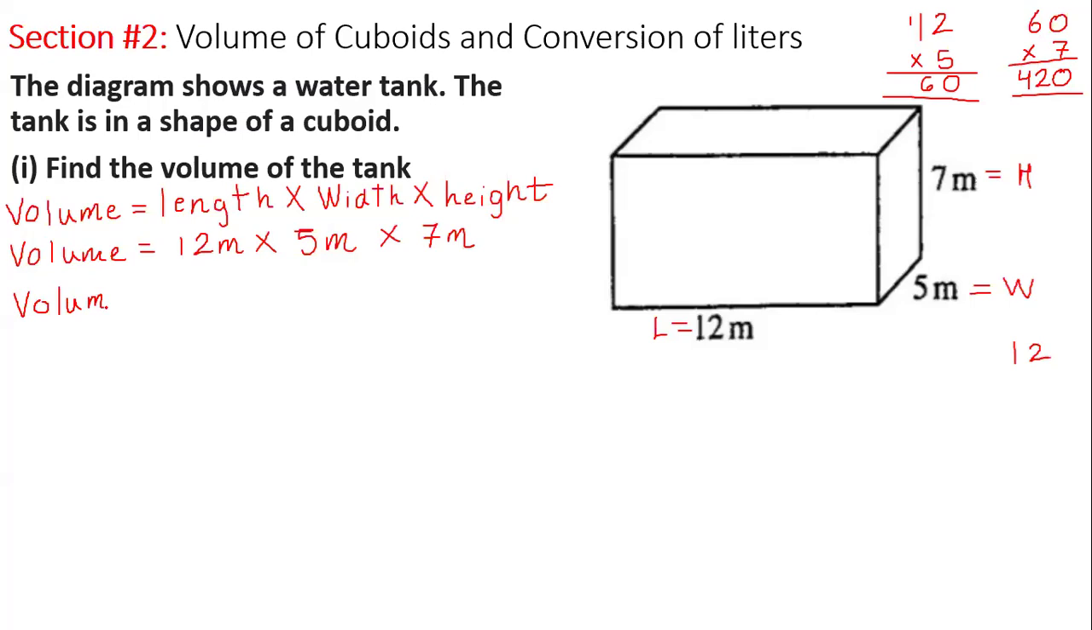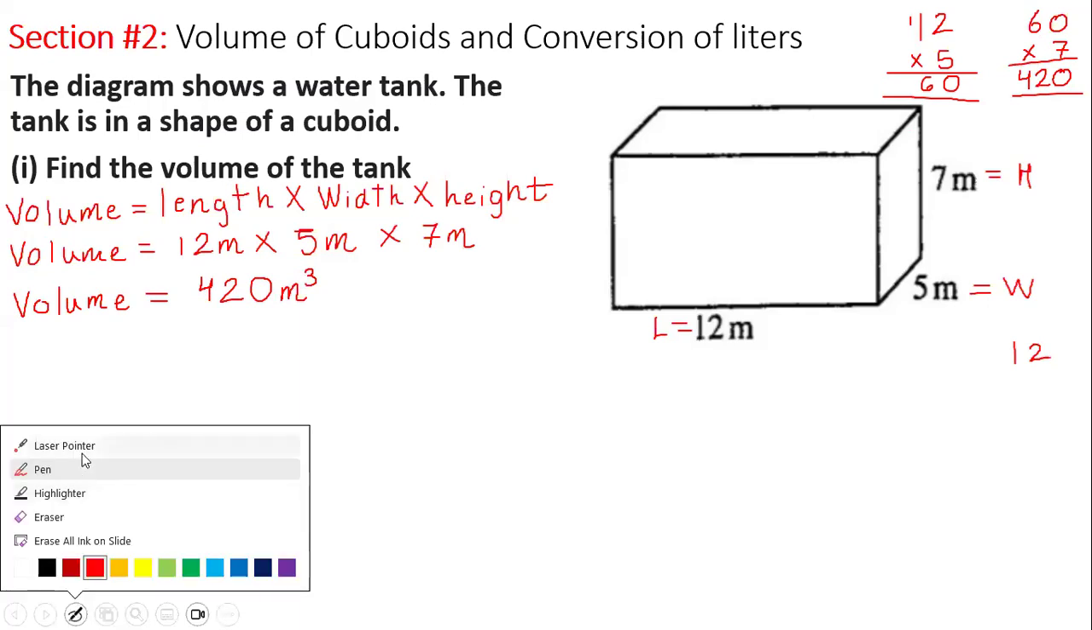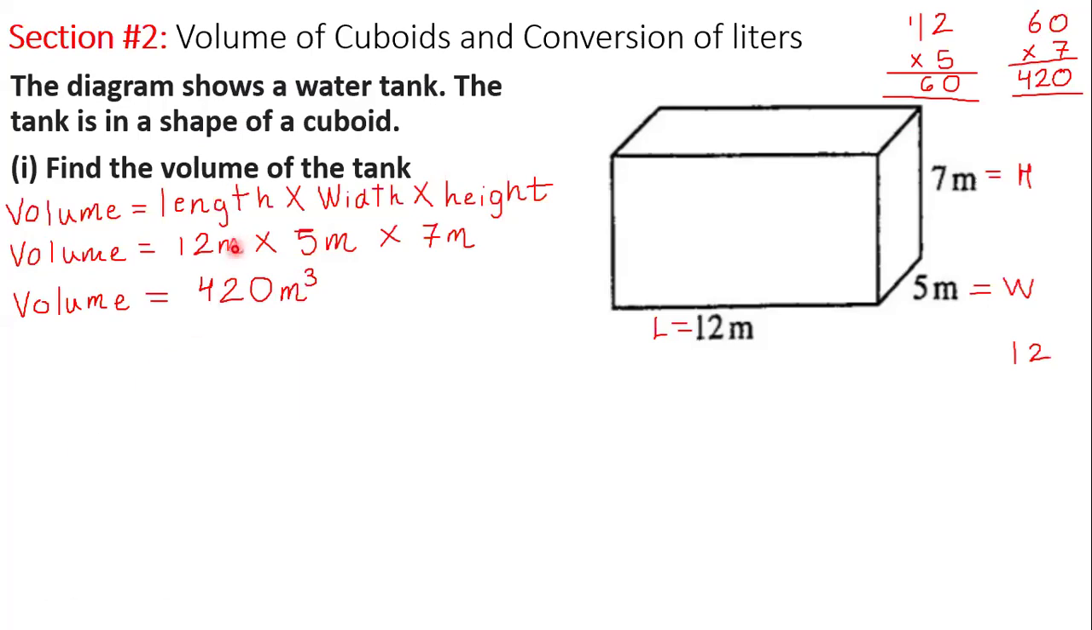The volume is gonna be equal to 420 meters cubed. M to the power of what? 3. The power of 3. Now, why is it m to the power of 3? Because it's cubed, because it's m times m times m.